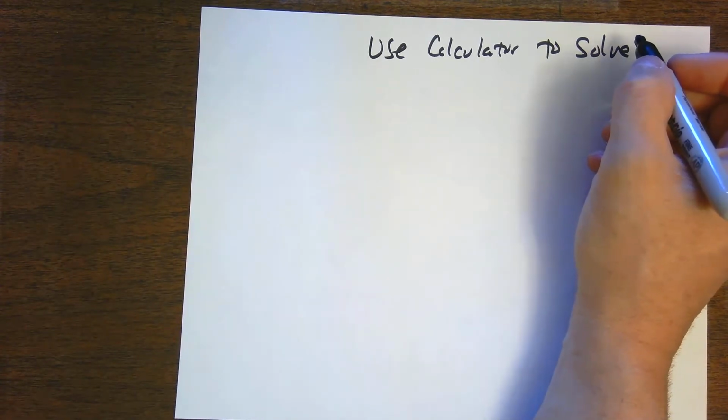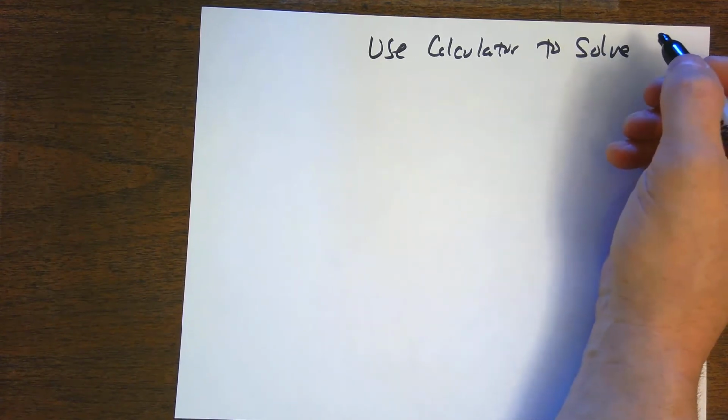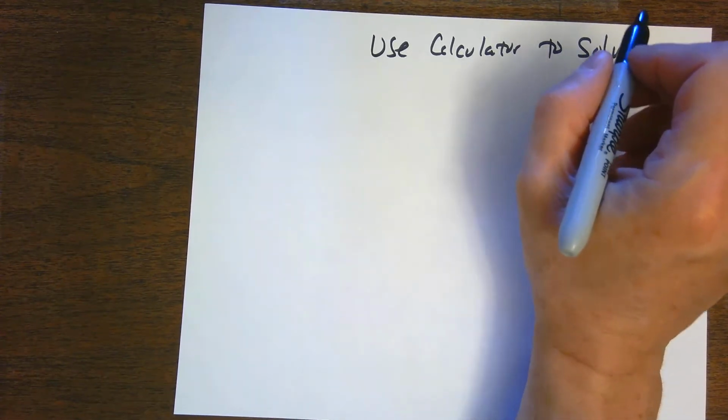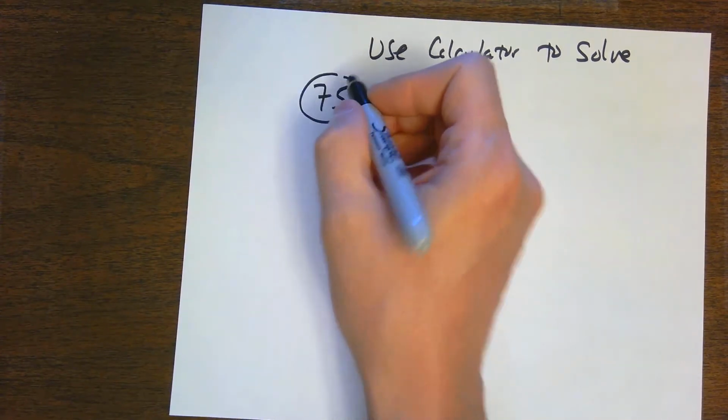And I've given you just one of these in the homework. Problem number 71, I think, is the only one that I gave you in the homework tonight. That's one where you have to use the calculator. But let's go ahead and take a look at one where we have to use the calculator to solve. And I'm going to do number 75, which is very similar.